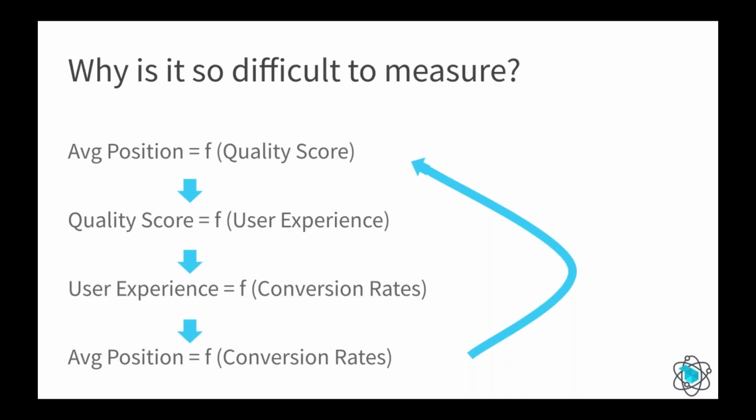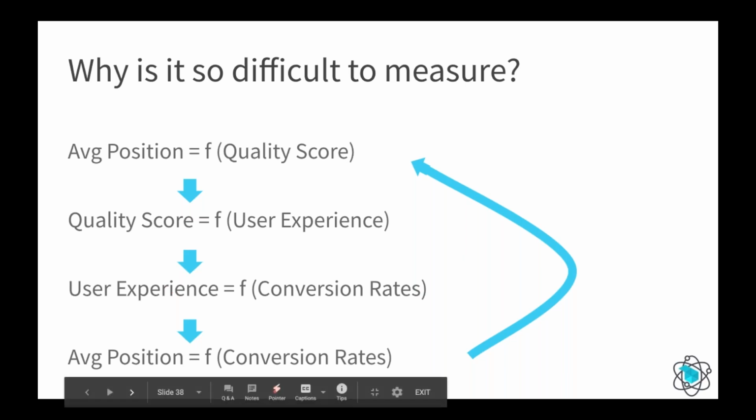Because if you think about it, the position of your ad is a function of the quality score that you have. So the higher the quality score, the higher your average position will be. Now, the problem is that your quality score is also a function of the user experience. So the better user experience you offer, the better the quality score. But the user experience is a function of the conversion rate. So the better user experience you have, probably the higher conversion rate you will have. And so that means that the average position is a function of the conversion rate.